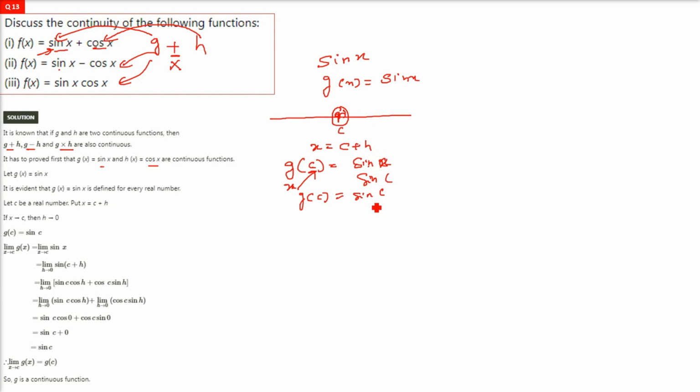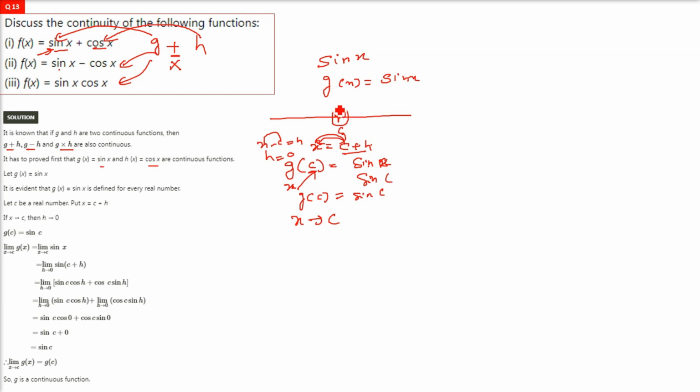If this can be shown, then we can say that this function is continuous, because we are going to check for c plus h or c minus h, left hand side or right hand side. So it's up to you. You want to put c plus h, it's up to you. c minus h, it's up to you. I am replacing x by c plus h. Okay, so x minus c is h. When x is tending to c, what does it mean?